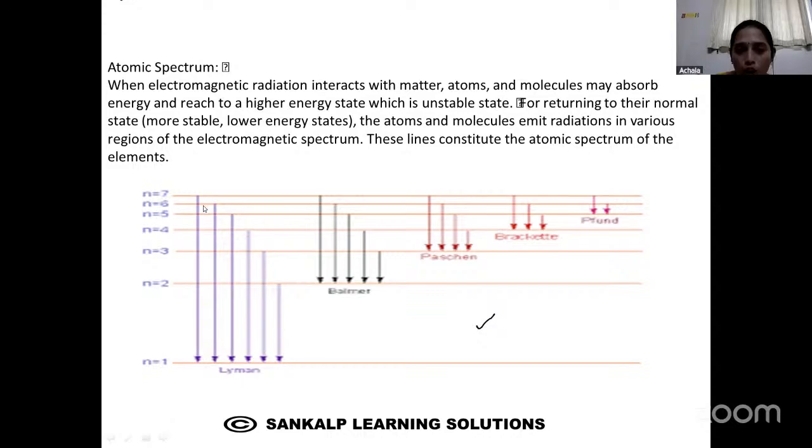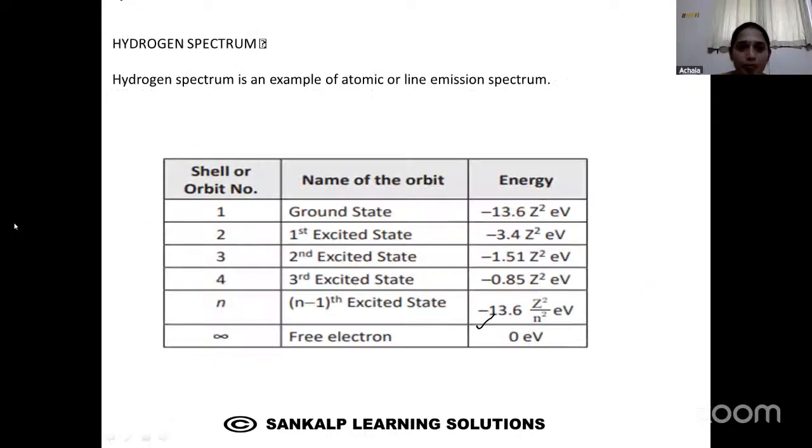See here, different lines are emitting from different orbits. To make it easy to understand, instead of drawing circles, they have drawn lines. These are different orbits: 7th orbit, 6th orbit, 5th orbit, 4th orbit, 3rd, 2nd and 1st orbit. Electrons which are at higher energy levels jumping to the lower energy levels. This is atomic spectrum. And here this one is very important, that is hydrogen spectrum.